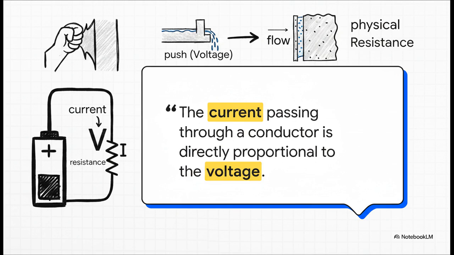It states that the current passing through a conductor is directly proportional to the voltage across it, assuming the temperature stays constant. Written out simply as V equals IR, Ohm's law beautifully connects our push, which is voltage, our flow, which is current, and the physical resistance of our passive elements. Make sense? If you push harder, more flows. If you increase the resistance, the flow slows down.